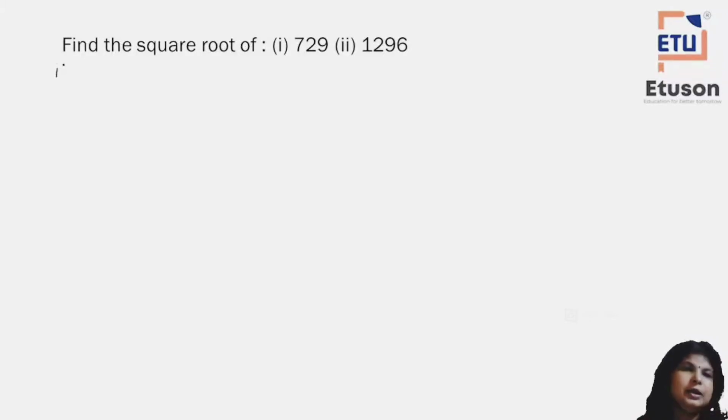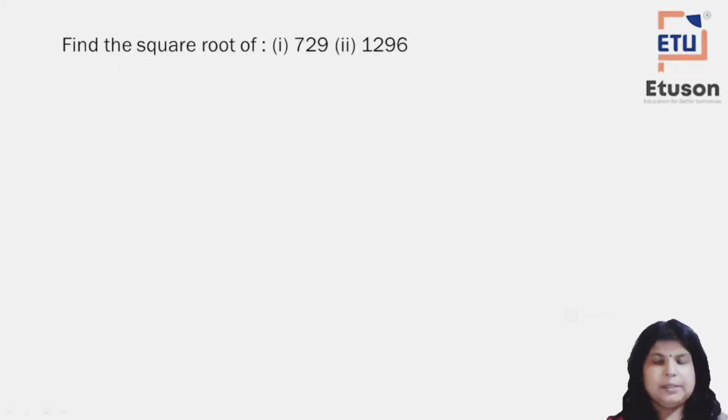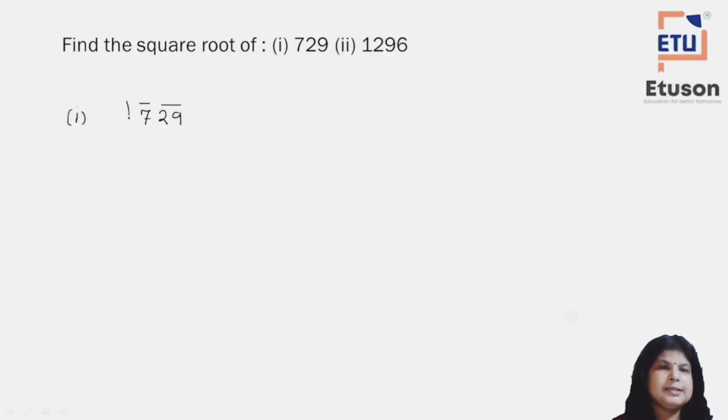So bit 1, you have 729. So first thing what we should do, we should pair it from the unit digit. Okay, so first 29 will be paired, 7 will be as it is, right? So let me erase it because there is no space above. So let us write it a little below so that you will have proper place. Okay, so now you have 729, right? So you have to pair it like this, right?